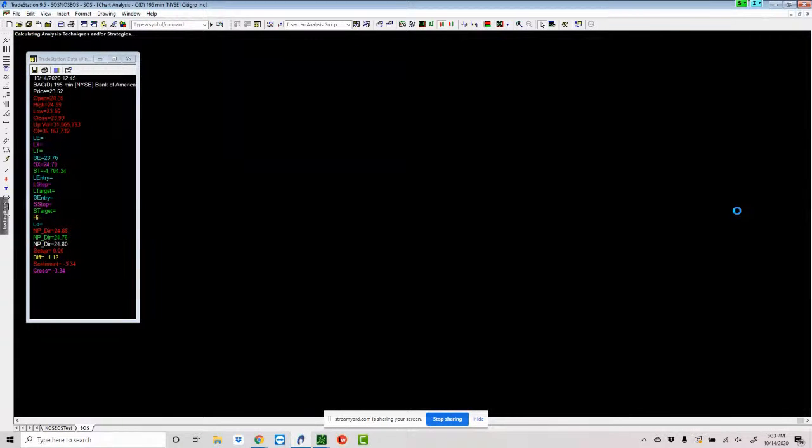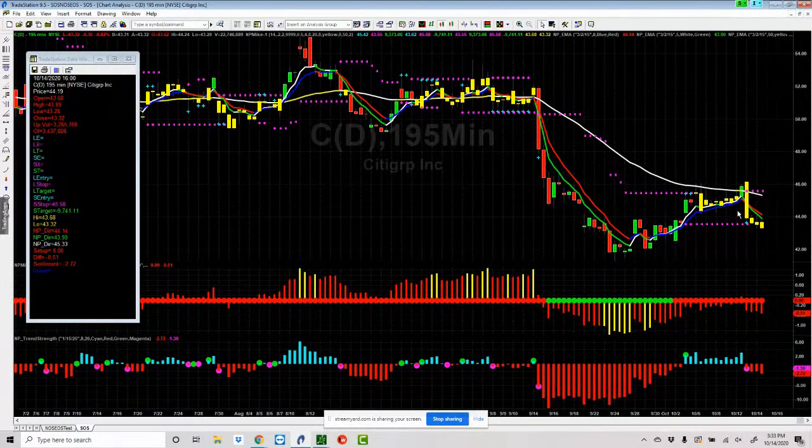Citigroup, very similar story. We have had earnings come out. This short trade did trigger in, 43.62 was the entry point. Tiny profit on this trade so far. Again, looking at long puts here in the financials.